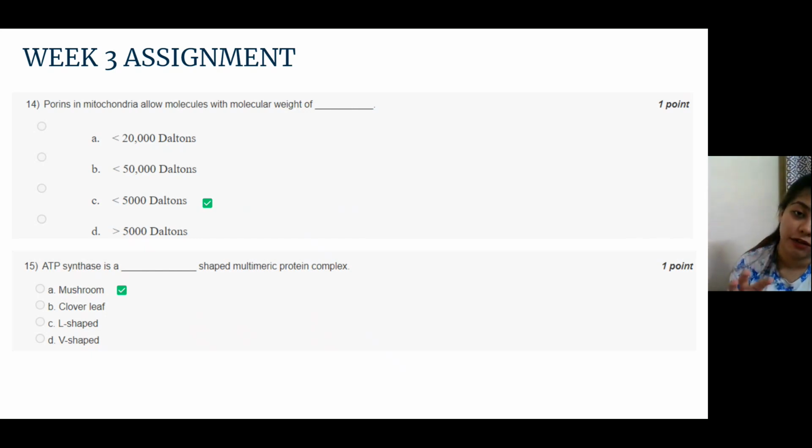So if a protein is small enough, less than 5 kilodaltons, then it is allowed to pass through the mitochondrial membrane, and therefore it restricts what can or cannot enter the mitochondrial environment. So that was this question.